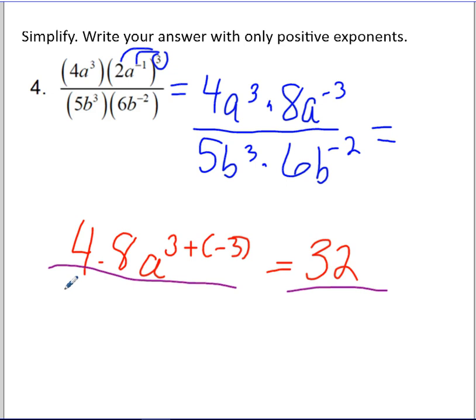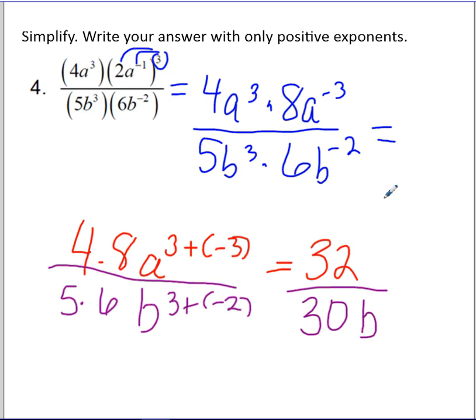And then if we look at our bottom, we'll combine our 5 times our 6. And then for our b, we'll add 3 plus negative 2. And so 5 times 6 is 30. 3 plus negative 2 is 1. So we'll leave that 1 invisible and not write it. And so now all we need to do is simplify our answer. 32 and 30 are both even. So let's cut them in half, and that will give us 16 over 15. And we can't forget that we have a b in the denominator as well. So that's our final answer, 16 over 15b.